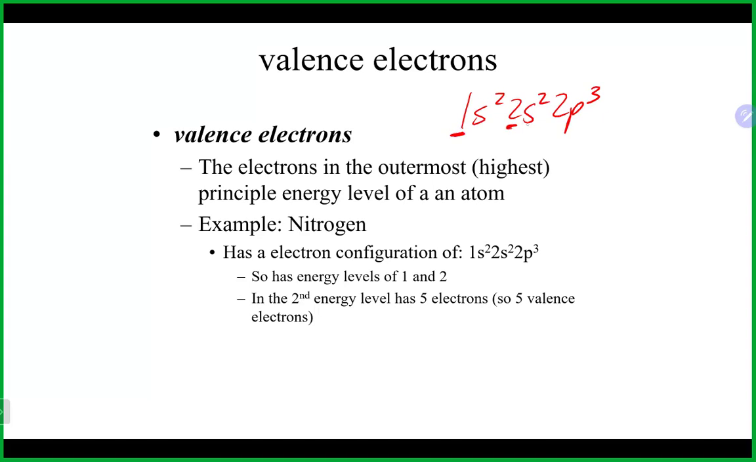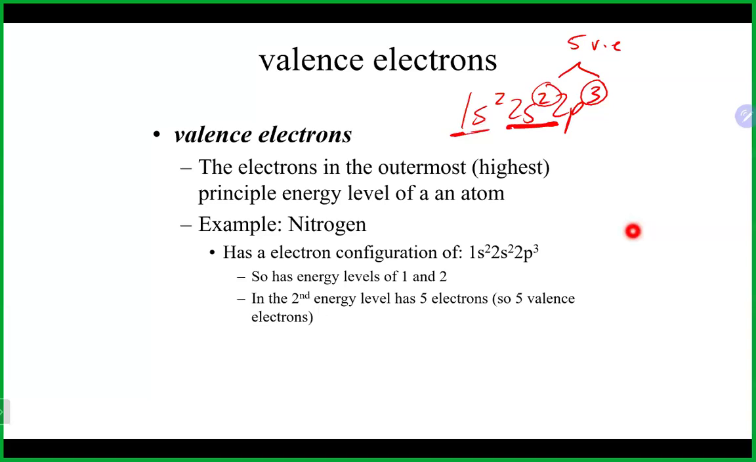that these numbers in front are the energy levels, and these are the highest energy levels, in the case of nitrogen, which is 2. At that level, we have 2 in the s and 3 in the p. That is 5 valence electrons that nitrogen would have.